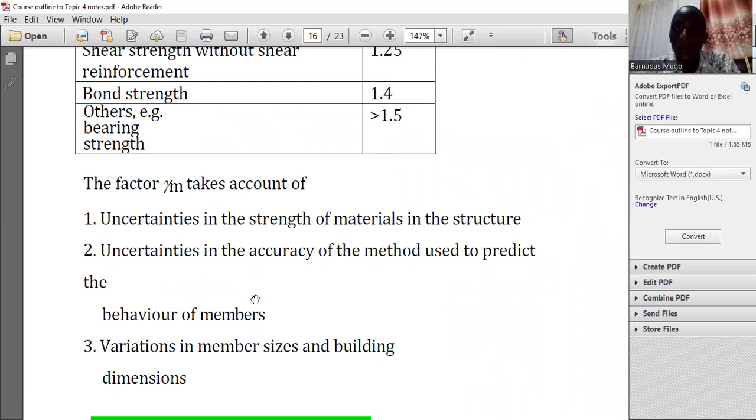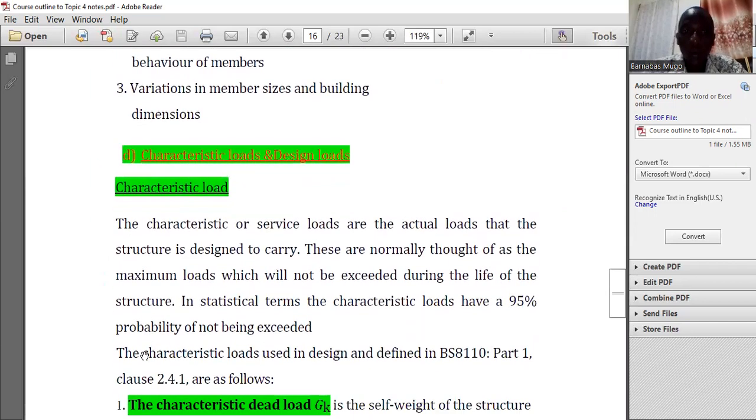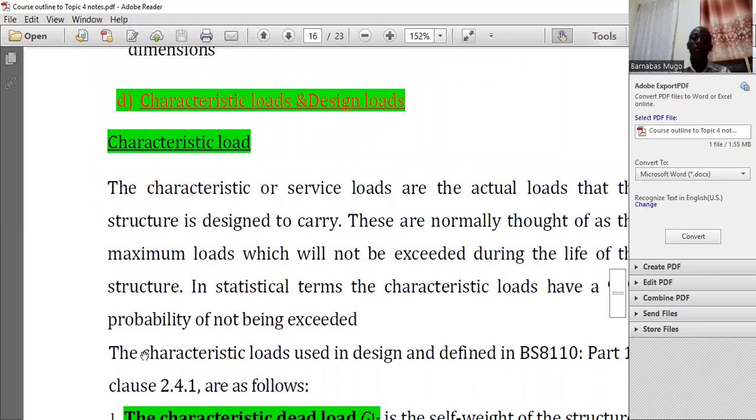So we are using those factors of safety to cater for those errors. At the same time, you are also using the factor of safety because of variation in member size and building. That is another reason why we are using the factor of safety.